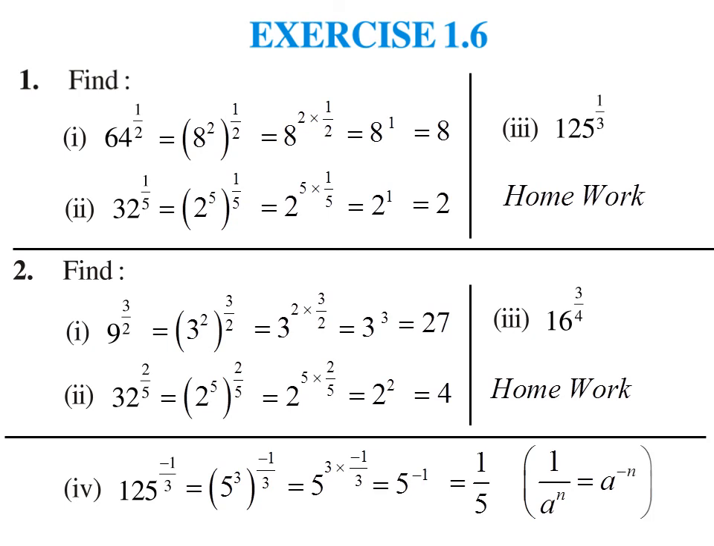We have already seen the property that a to the power minus n can be written as 1 divided by a to the power n. So 5 to the power minus 1 will become 1 divided by 5 to the power 1, which can also be written as 5. So I will get my answer, 1 by 5.